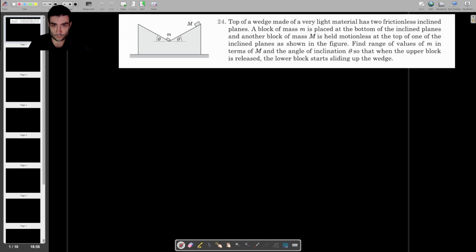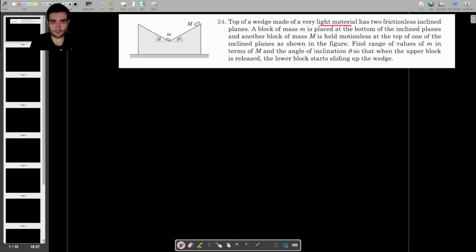So we've got a wedge, and the wedge is made of a very light material, which is key here. So this object here with this shape, this is made of a light material, which obviously means that the mass is negligible, and it has two frictionless inclined planes. So there's no friction with the wedge, there's no friction with the floor, with this plane as well. So there's no friction at all.